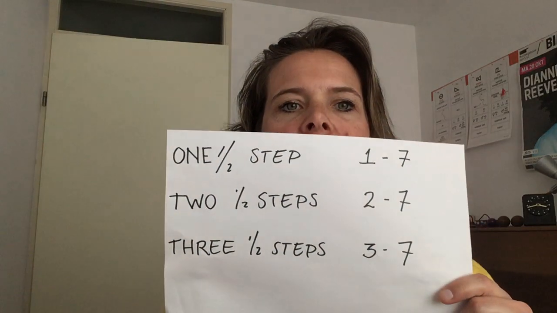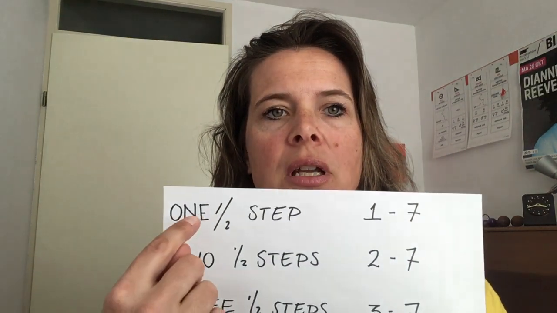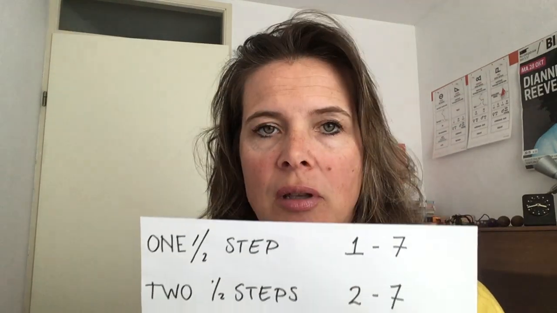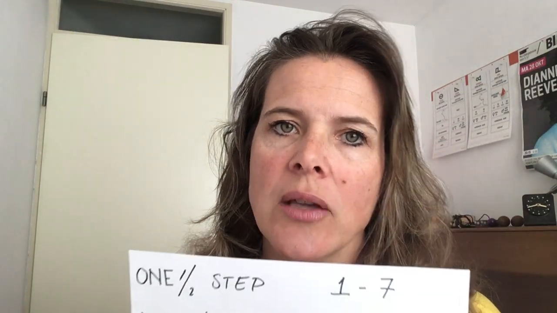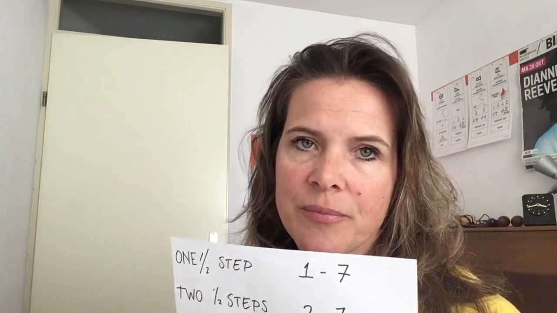I have here a little overview, and I would start by using one half step between the 1 and the 7 of a Mixolydian scale. So Mixolydian on the dominant, for instance on a D7.